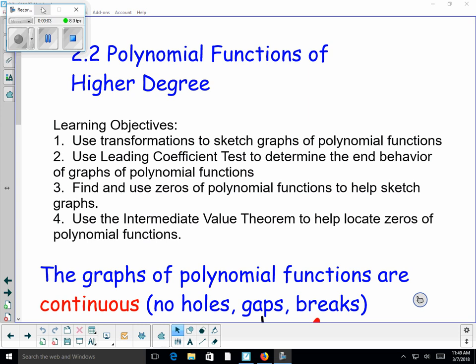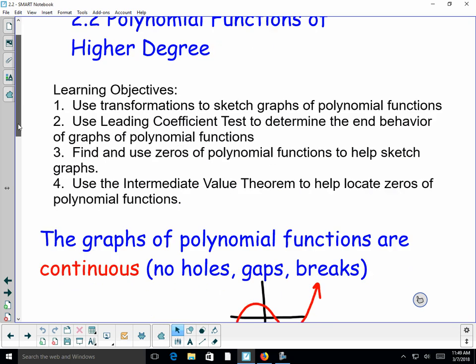Okay, we are looking at section 2.2, polynomial functions of higher degree. Our learning objectives are to use transformations to sketch graphs of polynomial functions, use something called the leading coefficient test to determine the end behavior of graphs of polynomial functions, and to find and use zeros of polynomial functions to help sketch graphs. And if we get to the intermediate value theorem, that would just be a bonus.